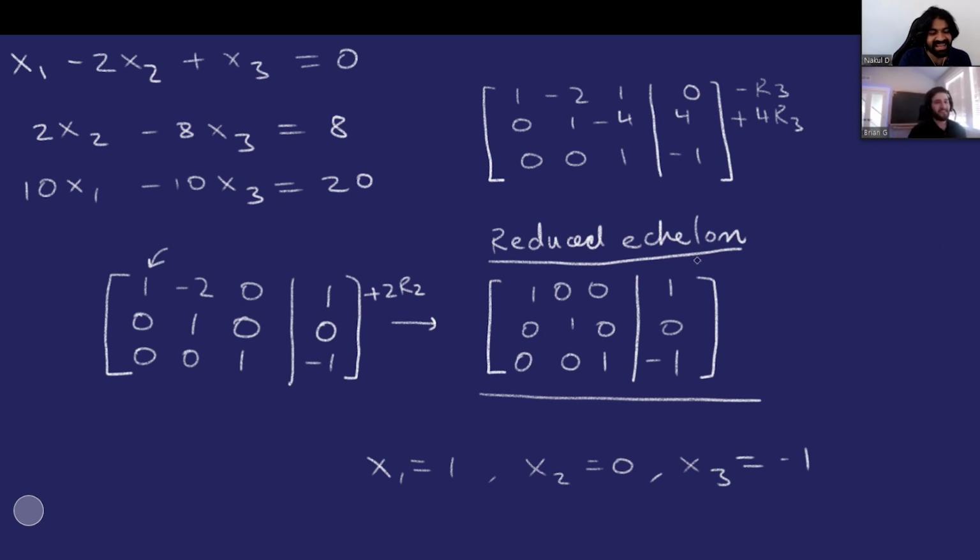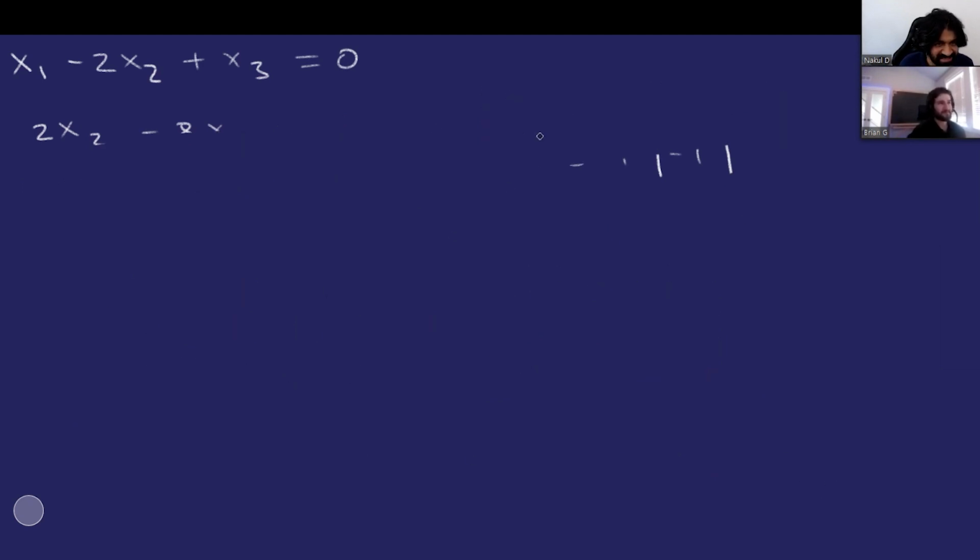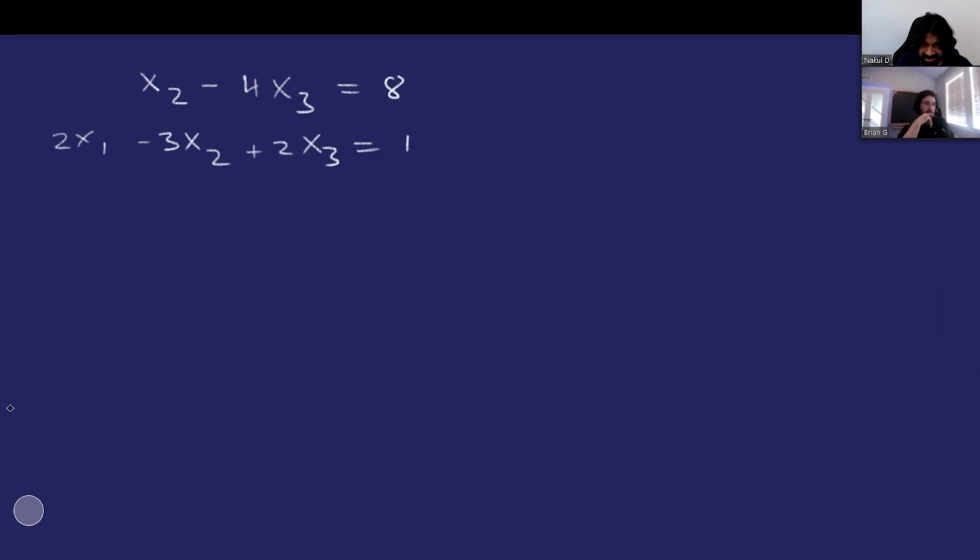Before we continue, let's try another system, now that you're getting the swing of things. All right, so let's try the following system. I have it written down over here. So it's x2 minus 4x3 equals 8. Then 2x1 minus 3x2 plus 2x3 equals 1. And 4x1 minus 8x2 plus 12x3 equals -14. All right, have at it.